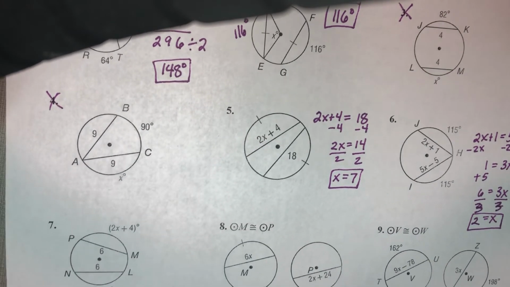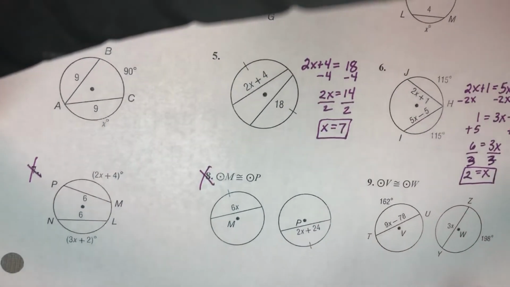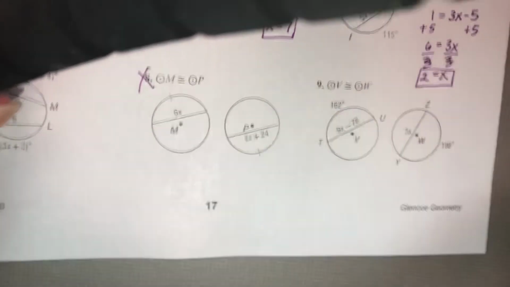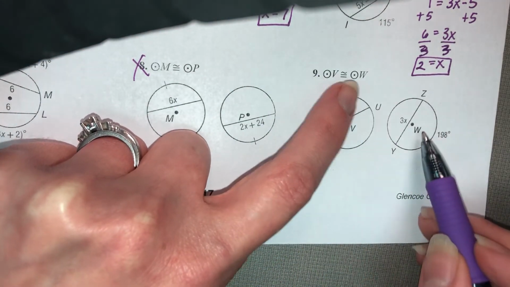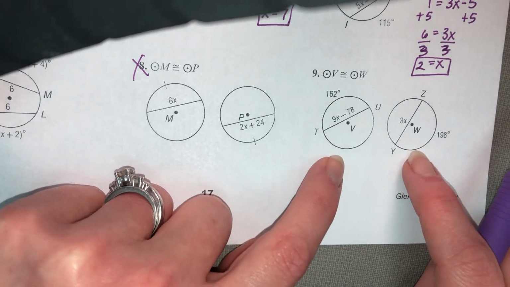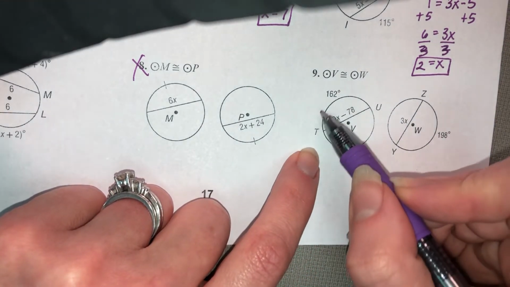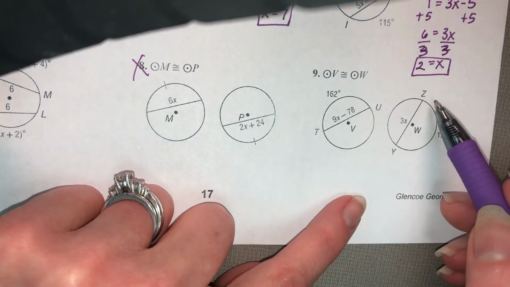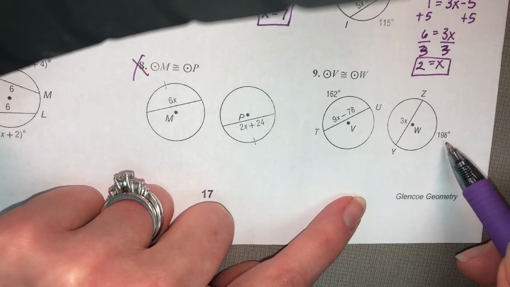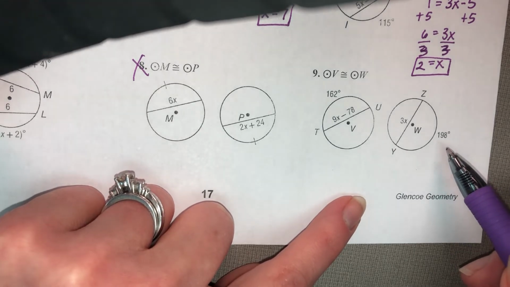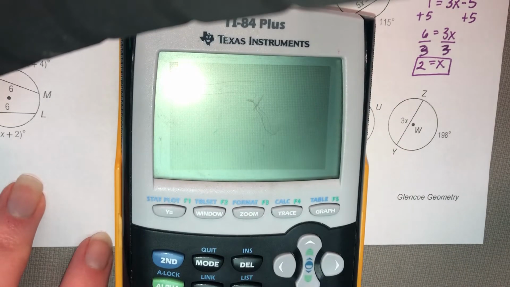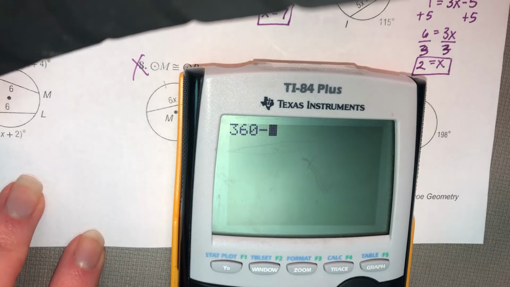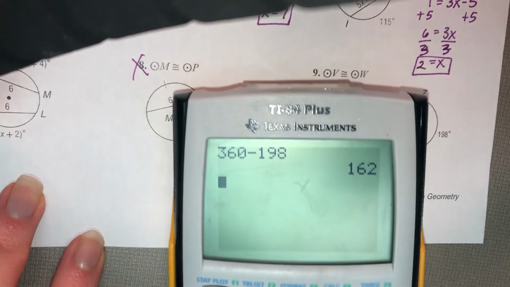Moving right along, we're going to skip a couple and go to number 9. On number 9, it says circle V is congruent to circle W. So these two circles are the same size. We have the arc from T to U is 162, and the arc from Z to Y on this one is 198. So it seems like there are no congruent arcs in this picture, but keep in mind, if I take 360 and subtract 198 from it, I get 162.